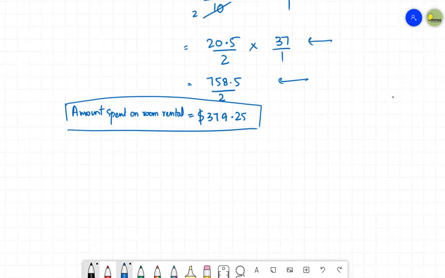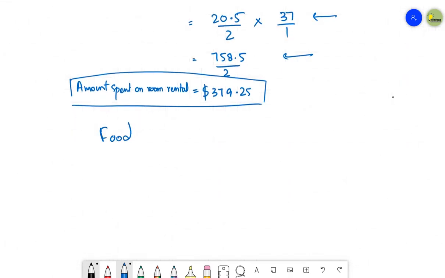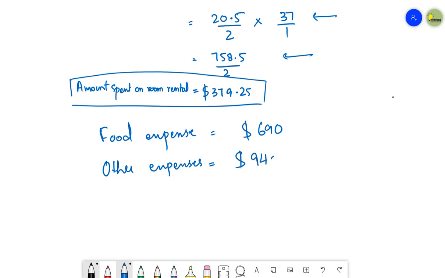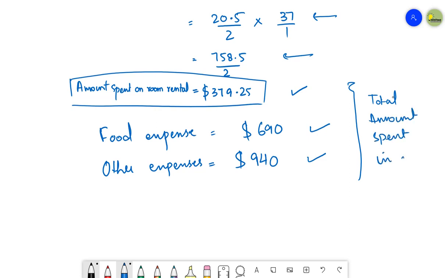Let me write it over here. Food expense is $690. This is already given in terms of amount, so there is no need to convert it. Other expenses are $940. These are the three expenses: the room rental expense, food expense, and other expenses. This is the total amount that has been spent in a month.